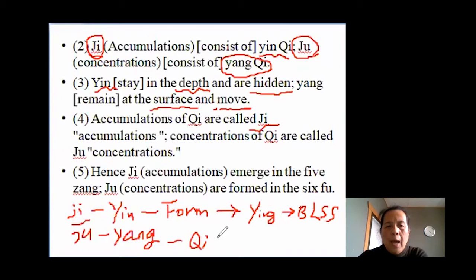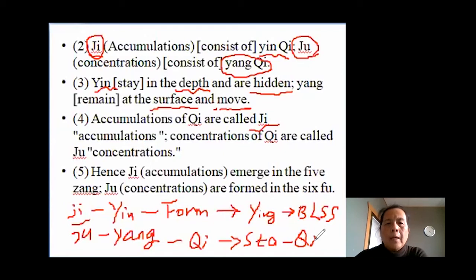But sometimes, for some reason, like there's stagnation there, it can still cause masses. So that's qi stagnation causing qi stagnation masses. That's Ju. That matches what you learned in internal medicine. Ji is mostly like blood stasis or maybe phlegm, and Ju is caused by qi stagnation.